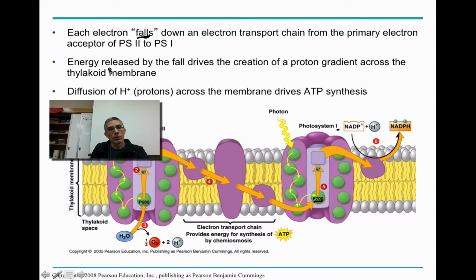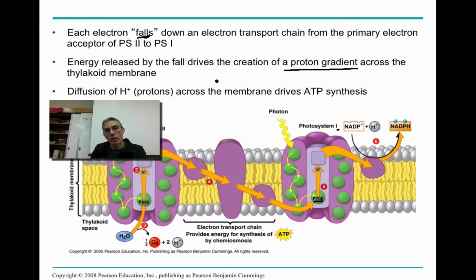Now, if you look up here, it says the energy released by the fall is going to drive the creation of a proton gradient across the thylakoid membrane. If you think back to cellular respiration, that proton gradient became very important because we need to build up that gradient to eventually produce ATP from this process. And so the same thing is happening here. We're going to do a side-by-side comparison of the mitochondria and the chloroplast in just a second to help explain the differences between the two. But the idea is the same.